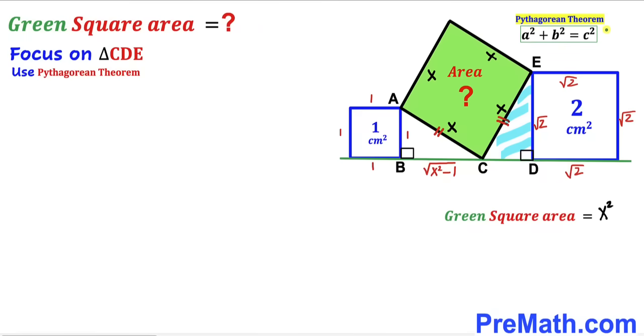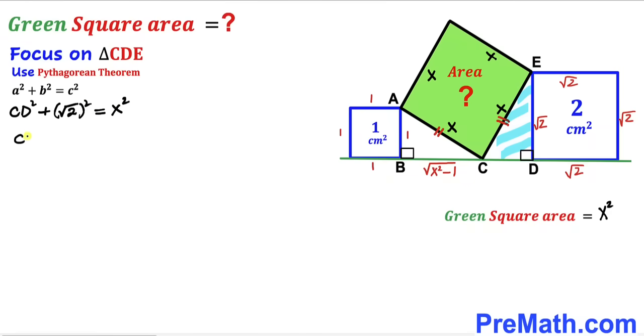And here's our Pythagorean theorem once again, a square plus b square equal to c square. In this case, we have our hypotenuse x, whereas our two other legs are square root of 2 and this side CD. Let's go ahead and fill in the blanks. So this is going to give us CD square plus square root of 2 whole square equal to x square.